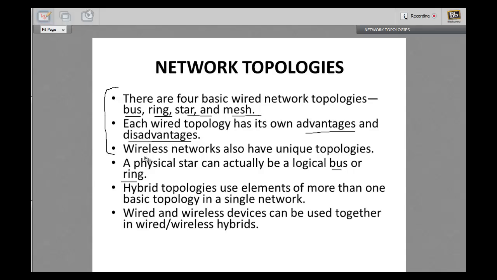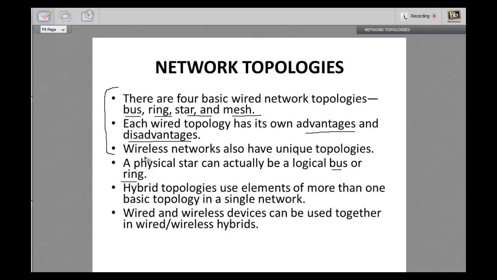If the data goes in a circular way, it becomes a ring, a logical ring. If the data goes in one direction, it becomes the bus, a logical bus. There are hybrid topologies which use more than one topology together. So wired and wireless devices can be used together in a wired or wireless hybrid.